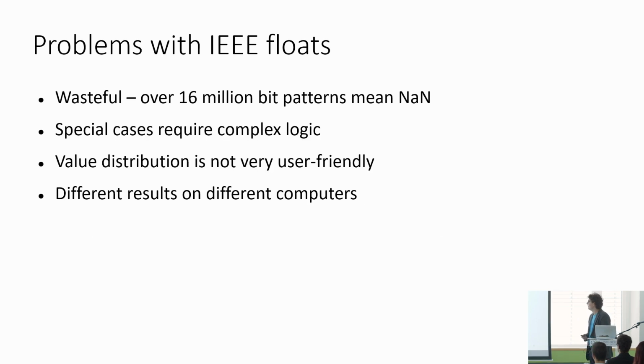So let's talk a bit about first the IEEE floats. So what is the problem with them? Why do we need something better than them? Well, first of all, they are wasteful in a sense because, for example, in a 32-bit IEEE float, over 60 million bit patterns only mean not a number. So they are not assigned to any real value. And well, this is wasteful. This is about 0.4% of all of the bit patterns that we can use. So it's not an insignificant number either.